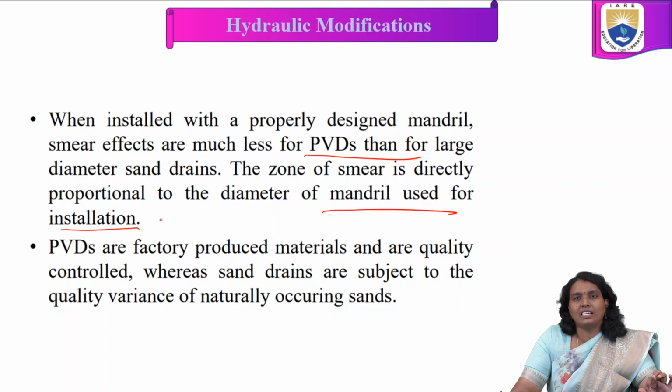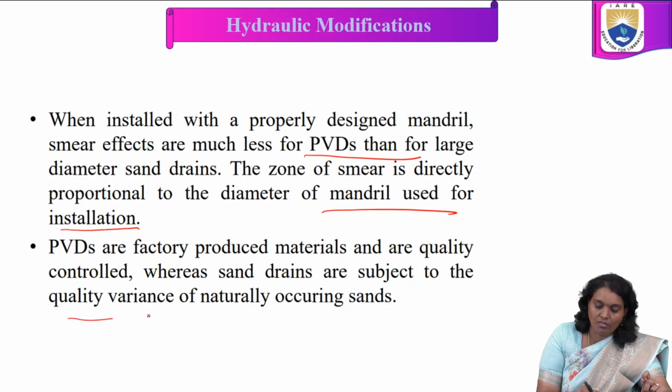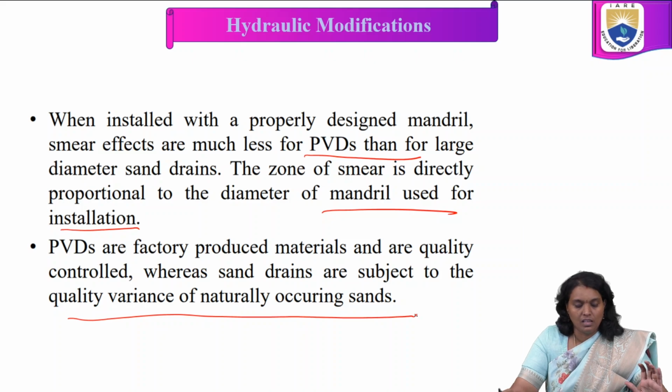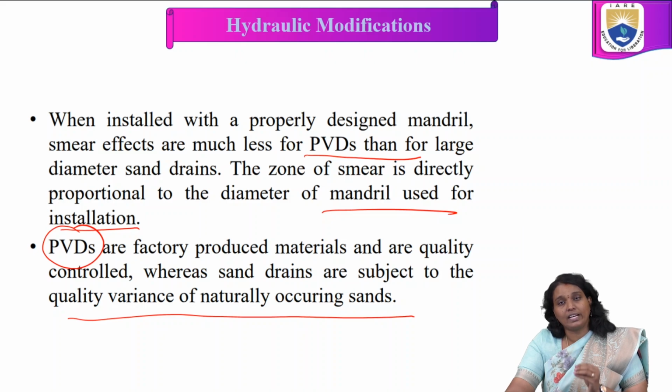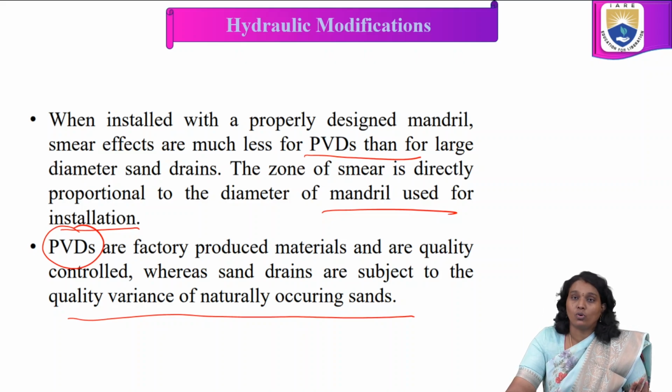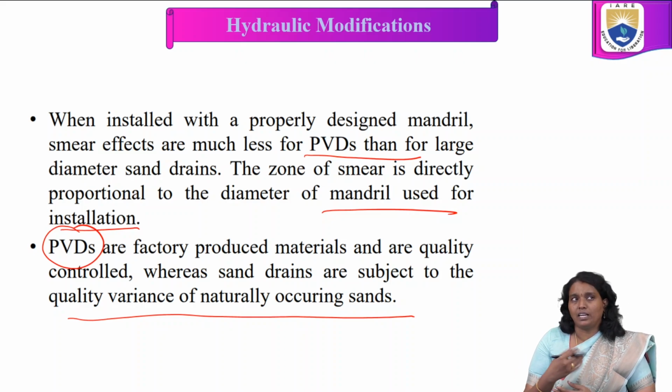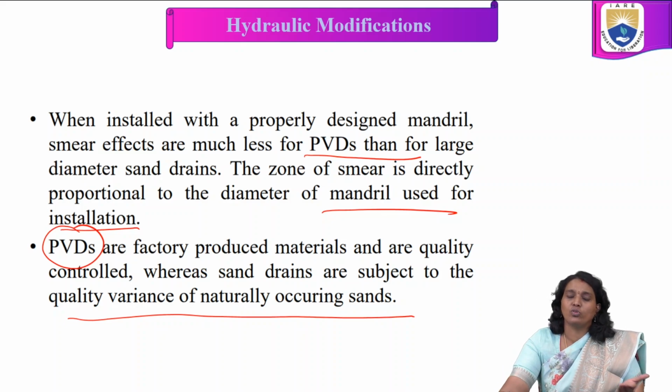One more advantage is that PVDs are factory produced materials under quality control, whereas sand drains are subject to the quality variance of naturally occurring sand. It depends. Prefabricated vertical drain materials are qualified because they are controlled. Coming to the sand drain, they are subject to variance. They occur naturally, and it depends upon how they occur and which places they are in. So it is not a controlled material, and the modifications required are more when compared to the PVD.